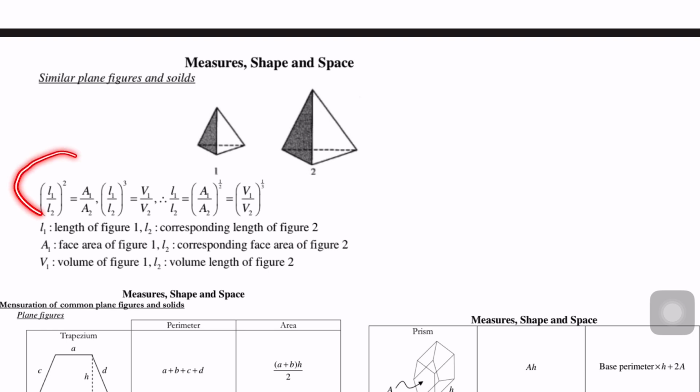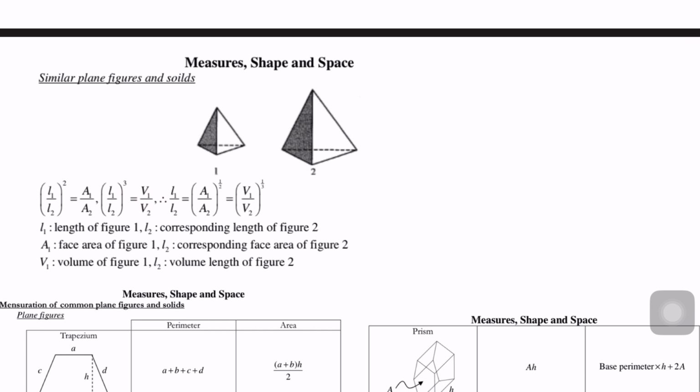And what we have here is similar shape, similar figure. They have the property that the ratio of their lengths squared will equal the ratio of their areas, and the length ratio cubed will equal their volume ratio.